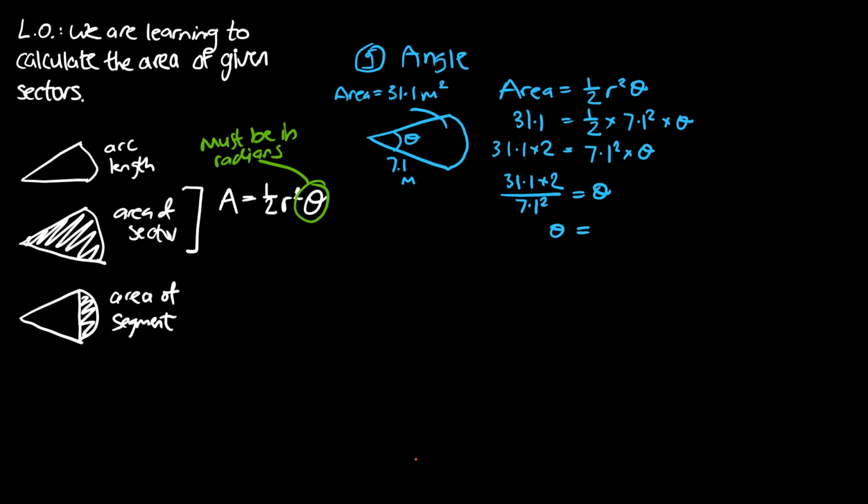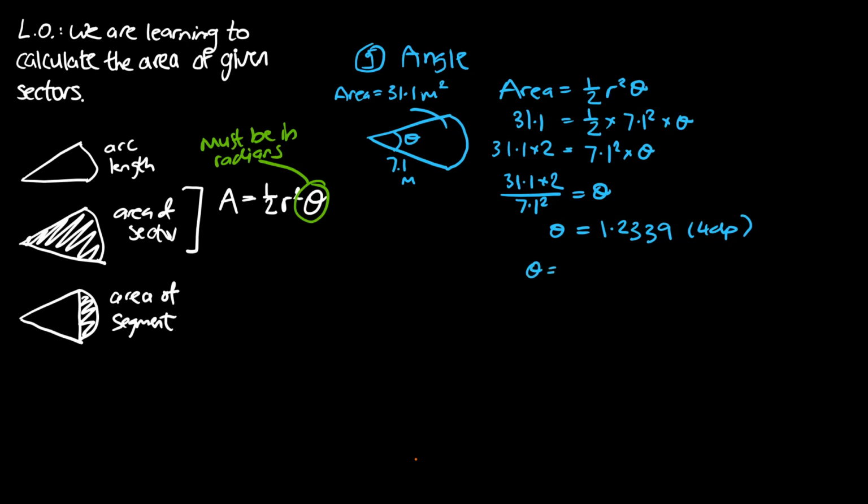So we've got 31.1 times 2. That's going to be divided by 7.1 squared. And that gets us to 1.2339, and that was rounded to 4 decimal places. That's currently in radians. If we wanted to convert it to degrees, so let's go through and do that.